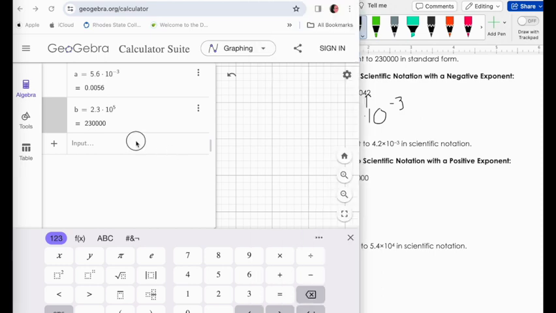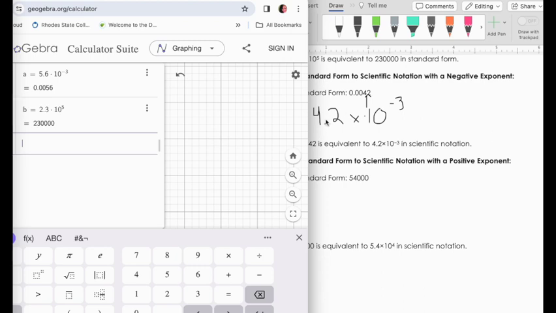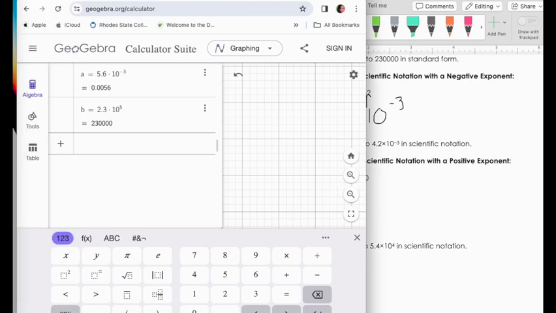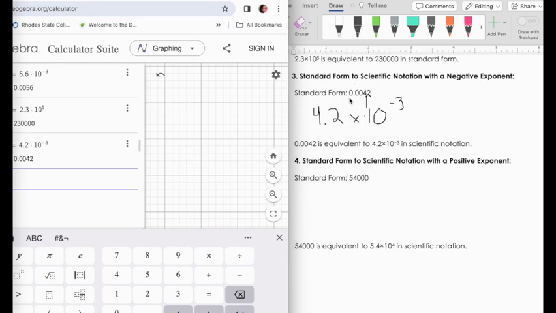You can always go into GeoGebra and check it to make sure you did it right. So we're going to take 4.2 and divide by 1,000. That is why it's smaller than the 4.2. So let's check 4.2 times 10 to the power of negative 3. And we get 0.0042. So those are equivalent values. It's just written in a different form.